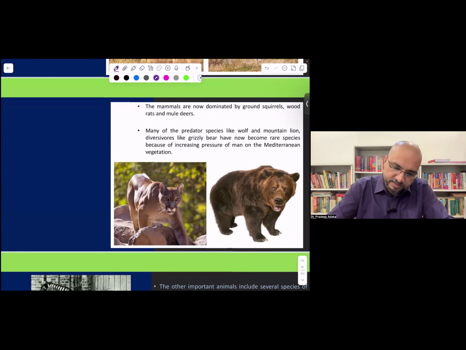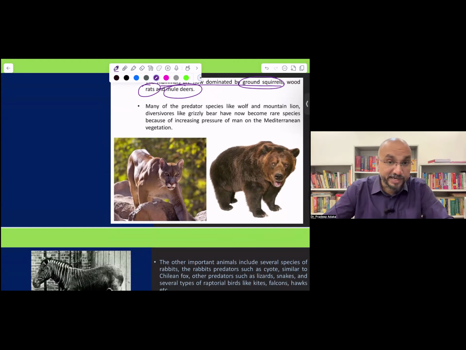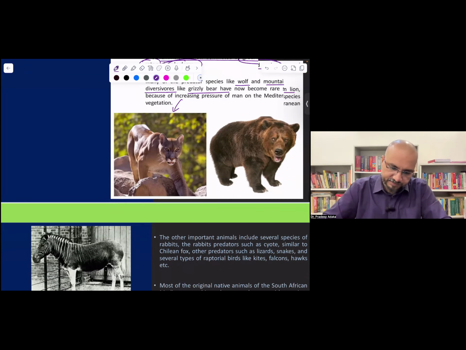Large mammals. So other mammals which are very dominant at present are now dominated by ground squirrels, wood rats, mule deers in chaparral biomes. Predators are also there, like wolf and mountain lion. So this is mountain lion. And you have omnivores, diversivores, we are calling them. Diversivores means they will eat diverse food, vegetarian, non-vegetarian. So grizzly bears, they are omnivores. Okay, so these are your predators.